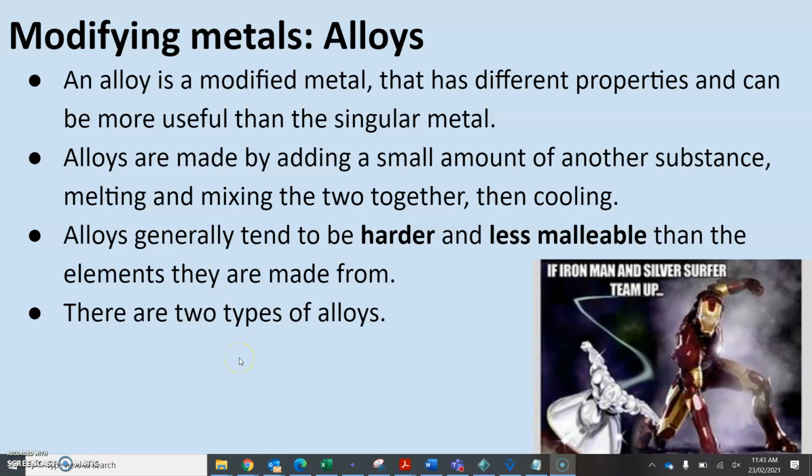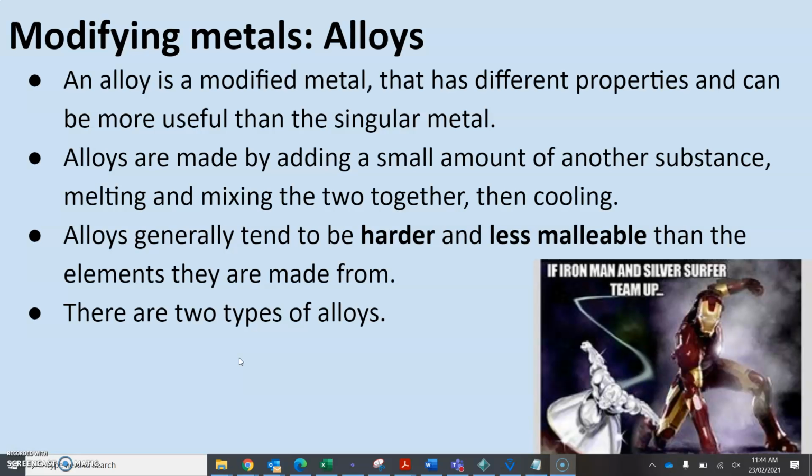An alloy is a modified metal, i.e. it's not pure, it's a mixture of different substances predominantly consisting of a metal. The purpose of an alloy is to get the blending of different properties. So we can manipulate what an alloy looks like depending on what we want our properties to look like. They're generally harder, sometimes they're softer, but they're also less malleable. And we can use the metallic bonding model to explain why.